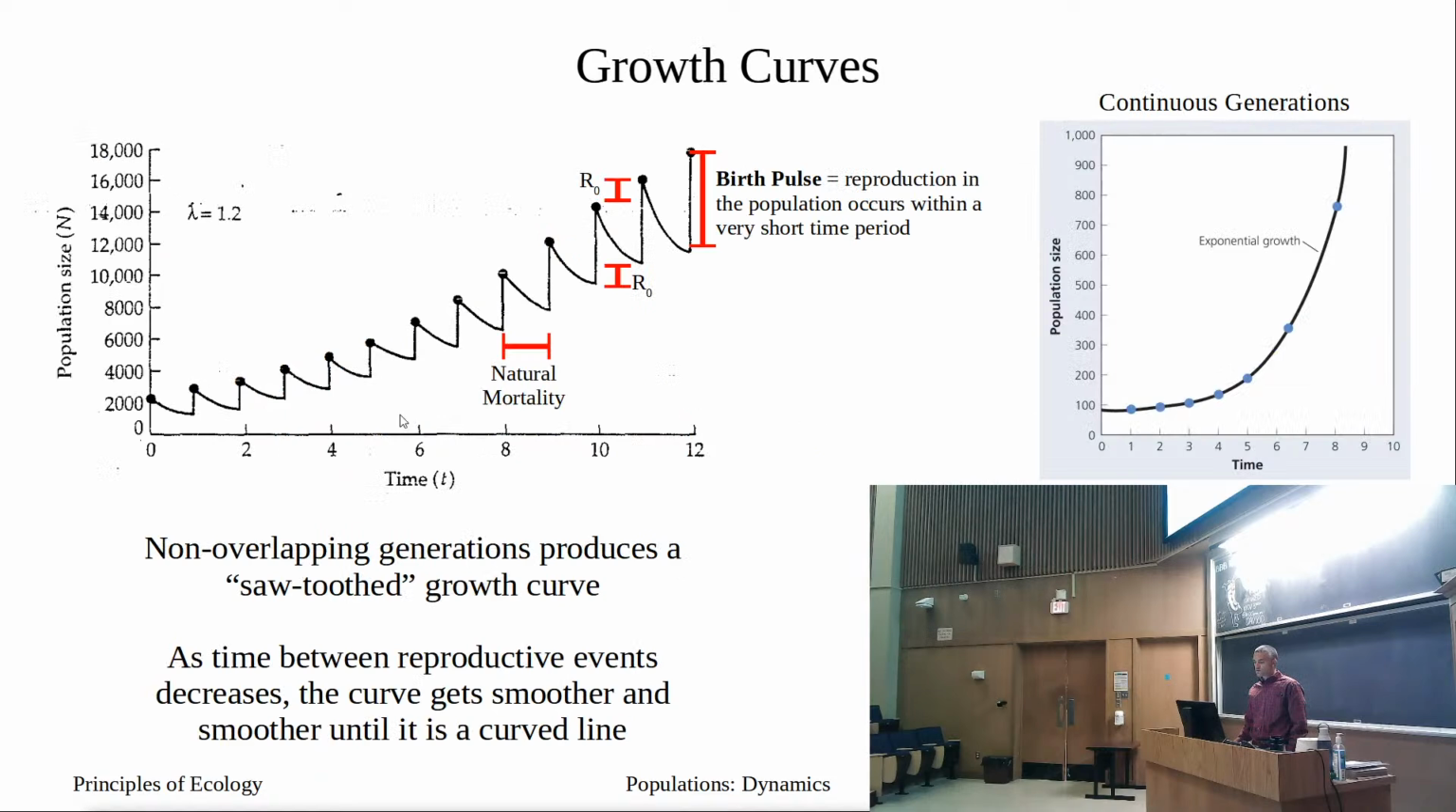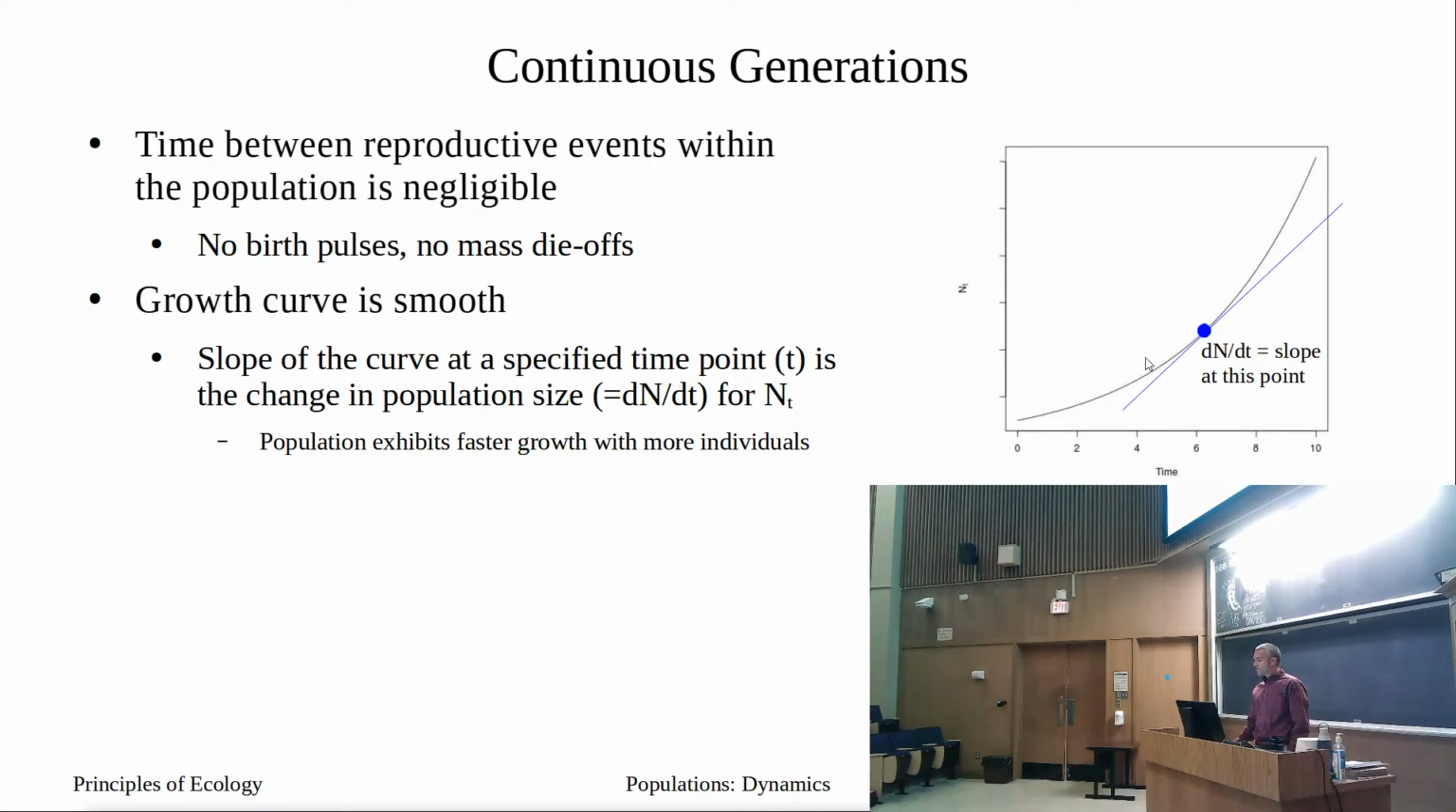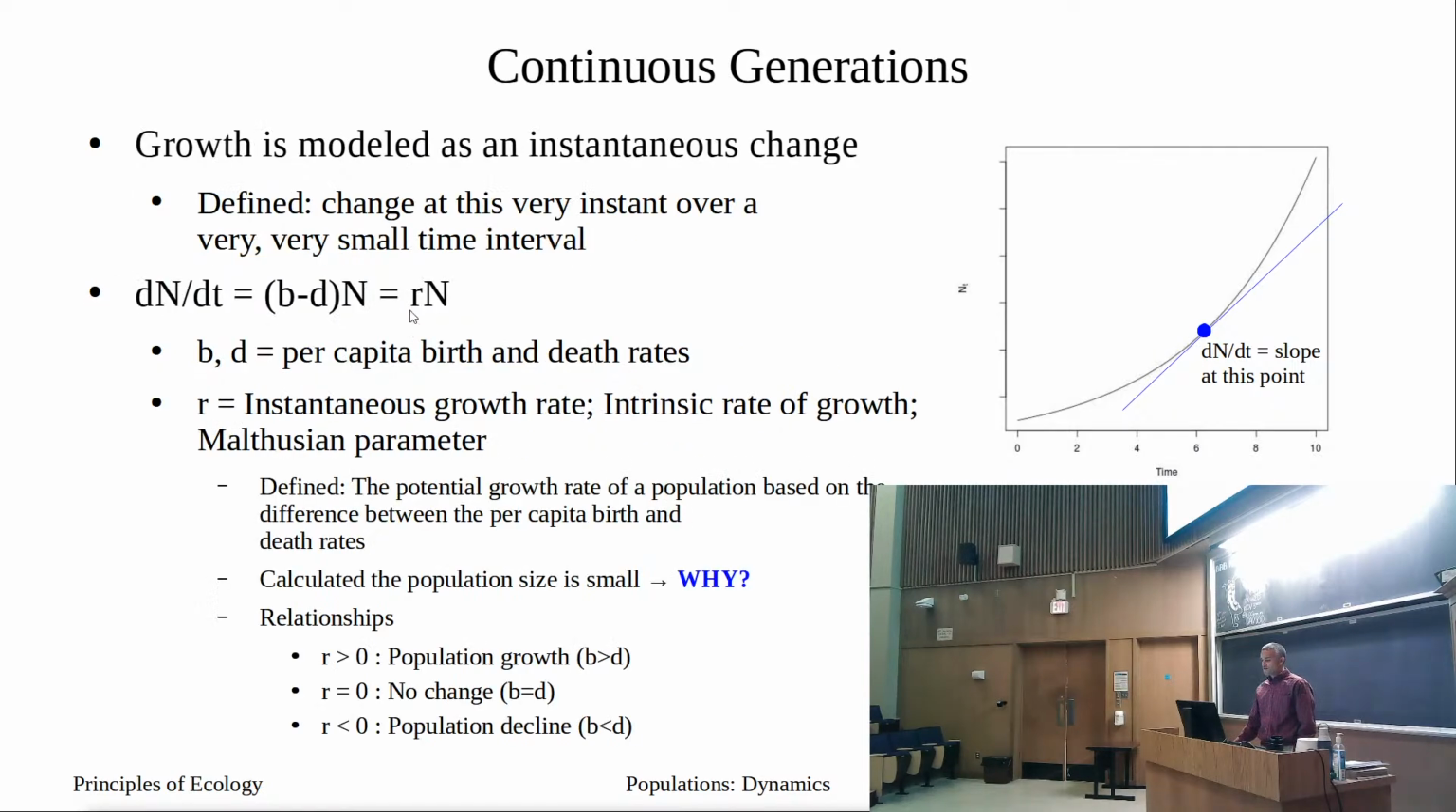So if we went to discrete growth, this is what a discrete population growth curve looks like. It looks sawtooth. Continuous generations, it's smooth, it's exponential. So our population growth rate, dN over dt, represents the slope. We estimate it using r and our population size. So as population size changes, so does our population growth rate.